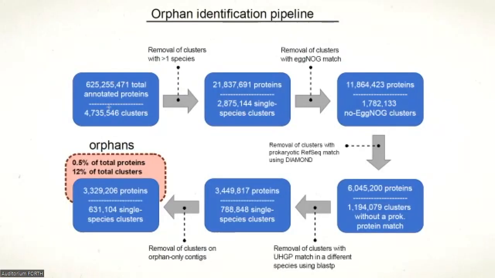A series of filtering steps to identify a strict set of orphans of species-specific genes. We're in bacteria right now. I should say that. So these are proteins that come from bacteria that live in the human gut. Out of this starting set of 4.7 million protein families, we kept 630,000 single species clusters. So these are orphans. These are sequences, proteins that you only find in one species and nowhere else.